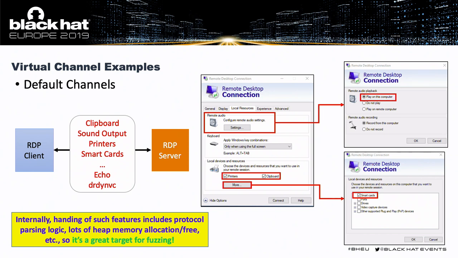Internally, the handling of such features includes protocol parsing logic and lots of heap memory allocation, so it's a great target for fuzzing.